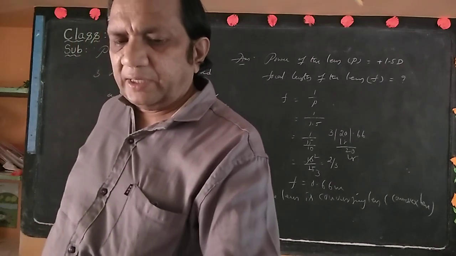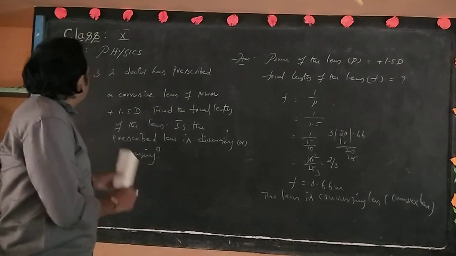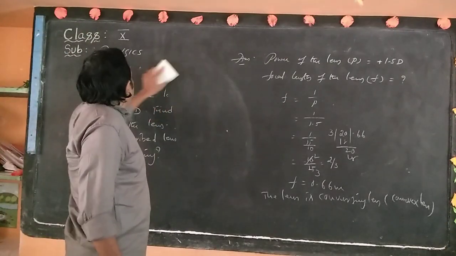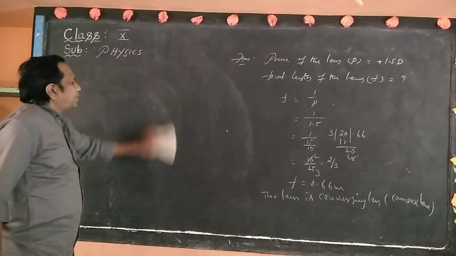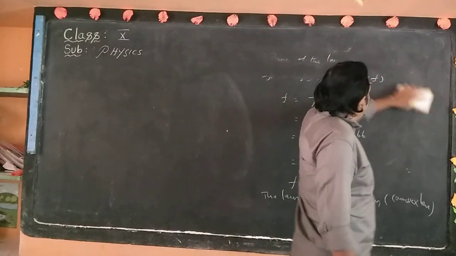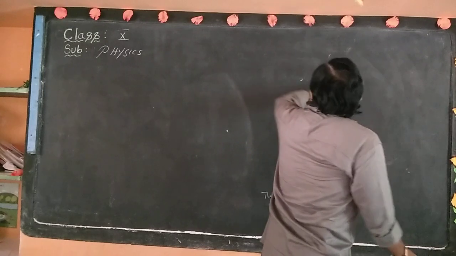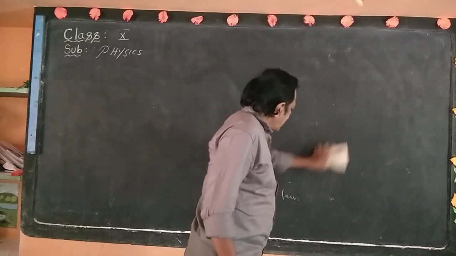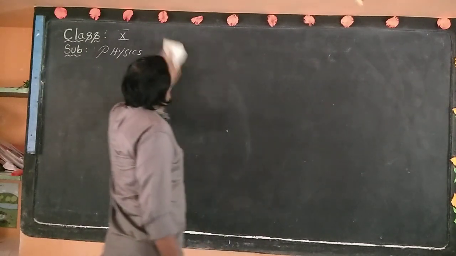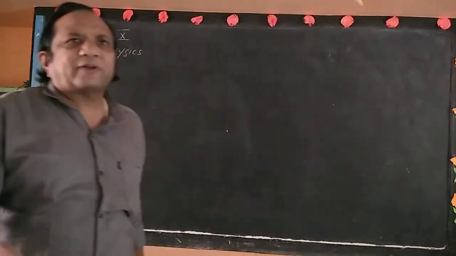In this model you have to do it, but more will be there in human eye. The next topic will be human eye, and in that we can discuss some more examples of the power of the lens. Now we discuss reflection. So the next topic is reflection of light at different surfaces.